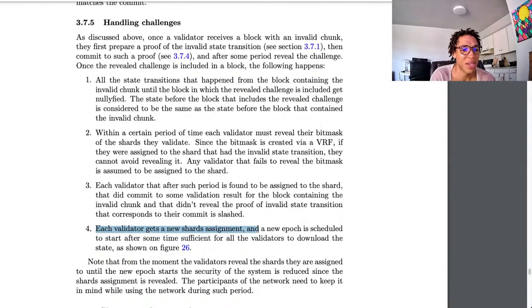Each validator gets a new shards assignment, and the new epoch is scheduled to start after some time sufficient for all the validators to download the state.